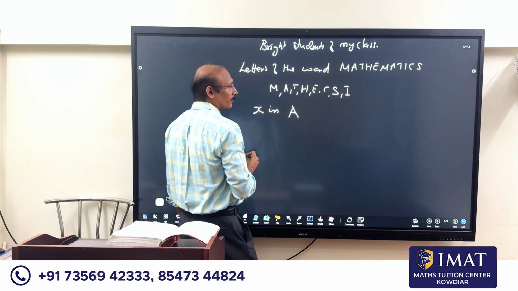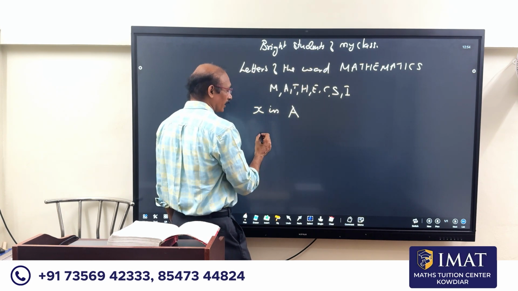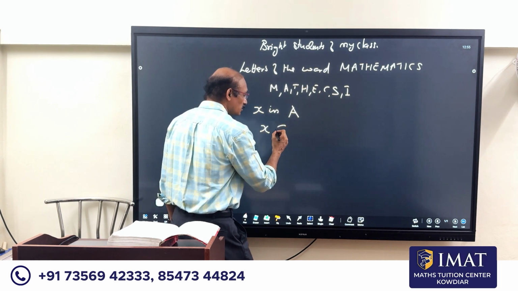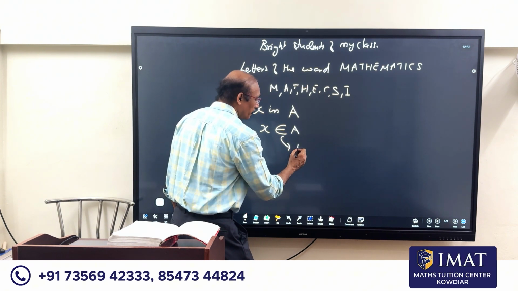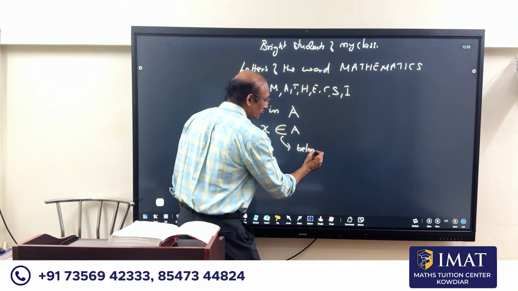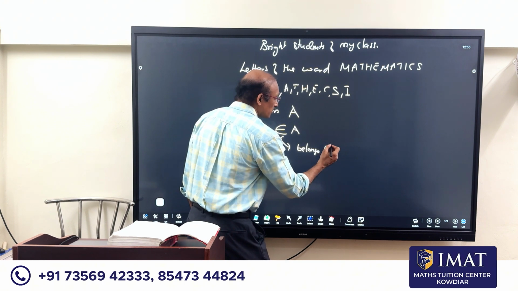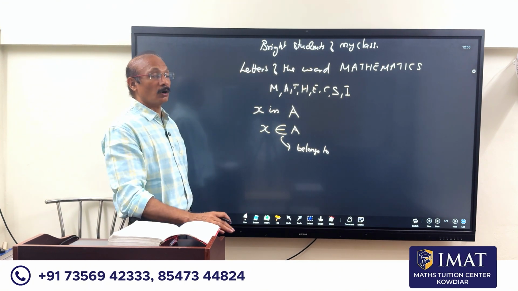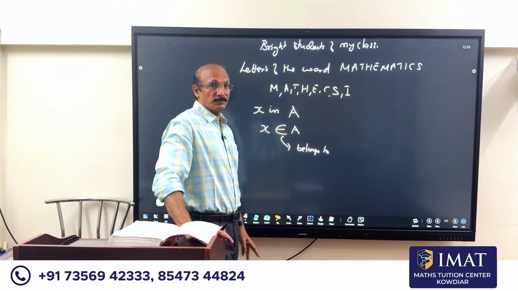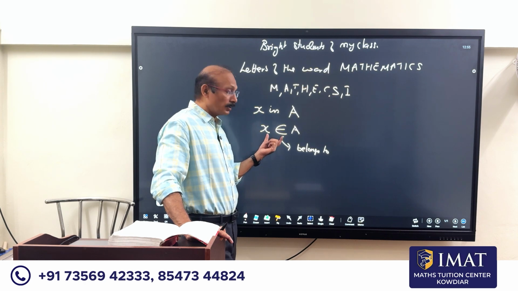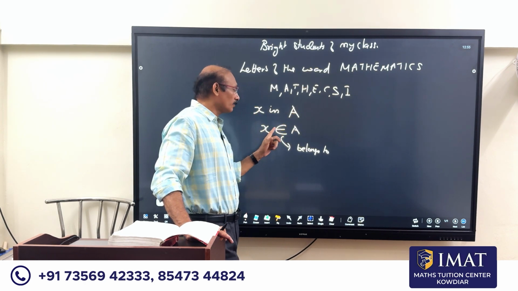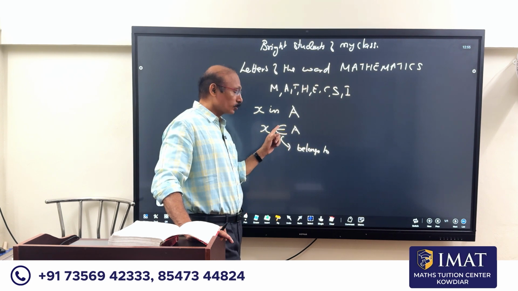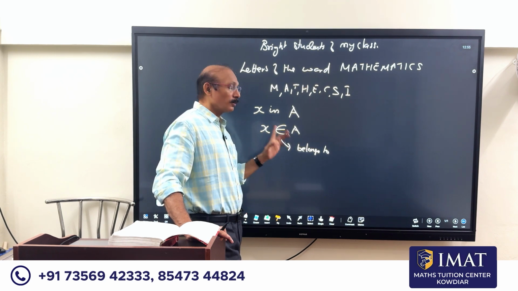X is an element of A. Symbolically we write X, then this symbol, ∈. This symbol stands for "belongs to." This is a very famous symbol which you will be seeing throughout the subject. So what is the meaning? It means X belongs to A. So if X is an element of A, you symbolically write X belonging to A using this symbol. This symbol stands for belongs to.